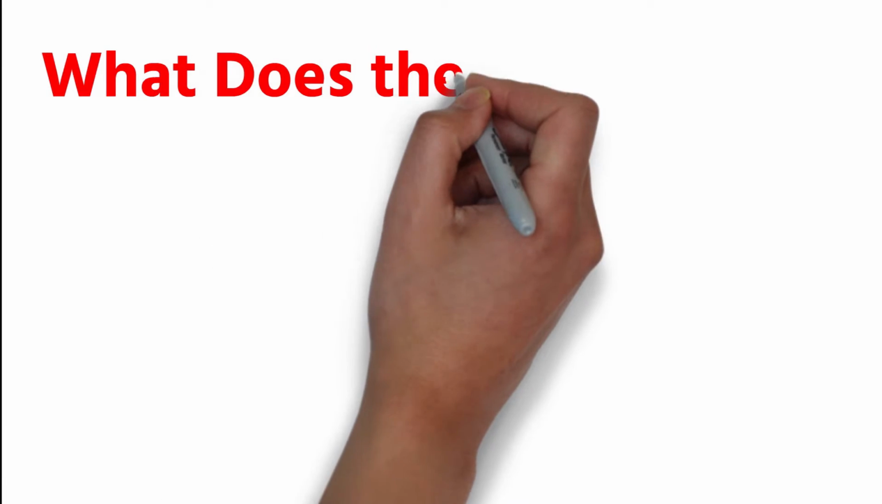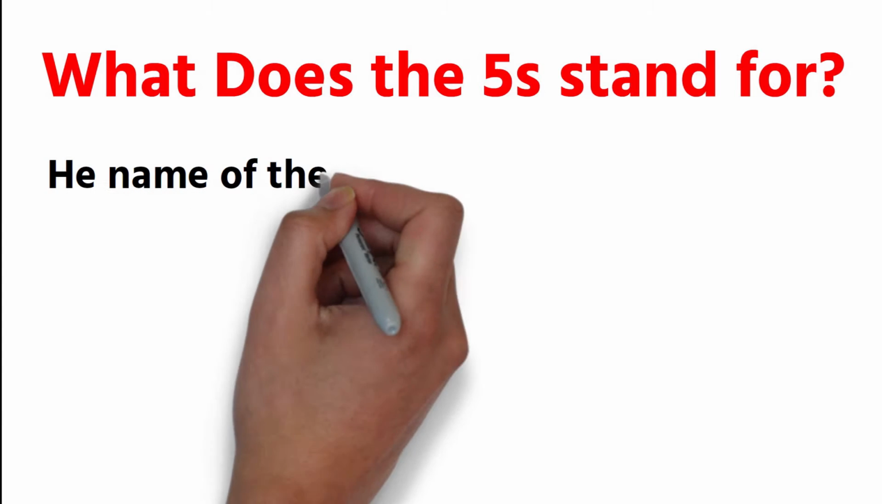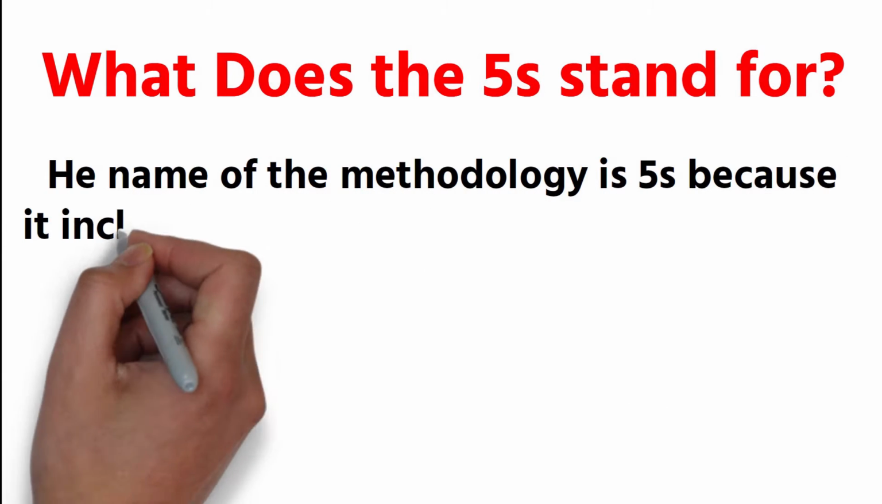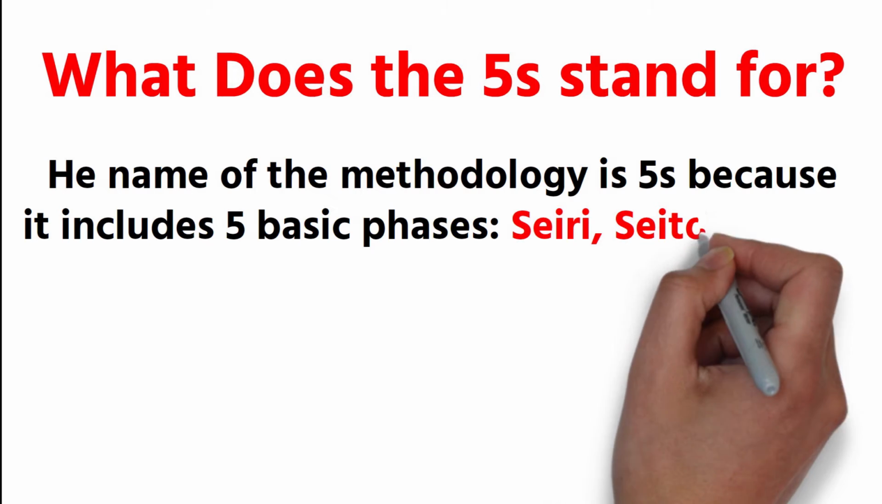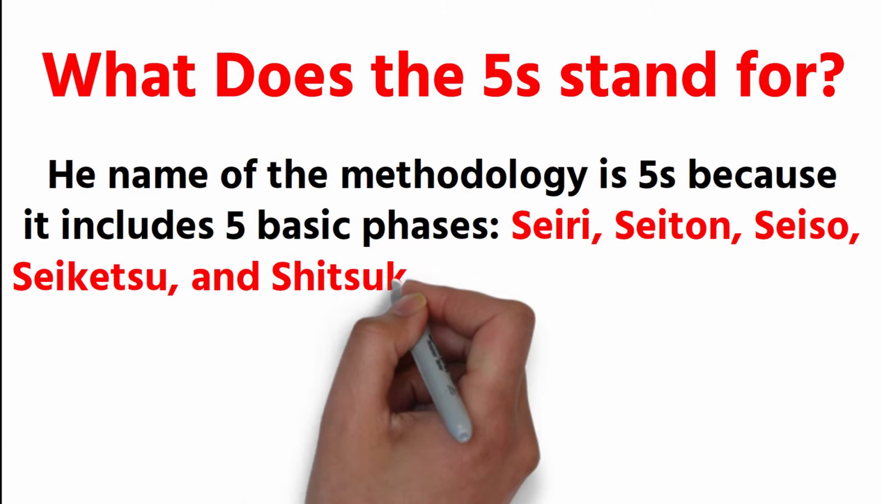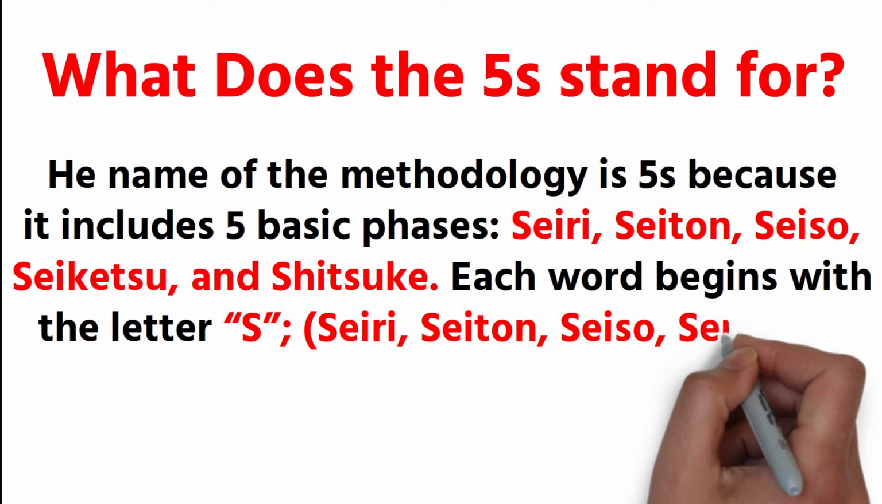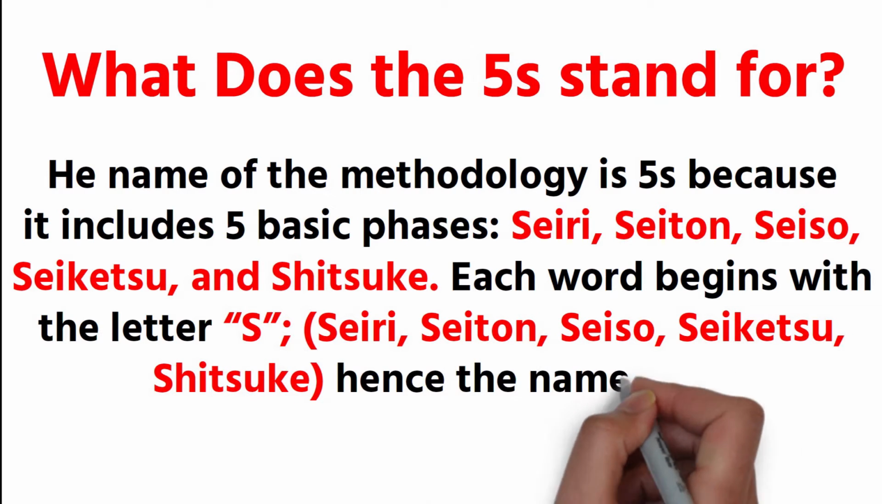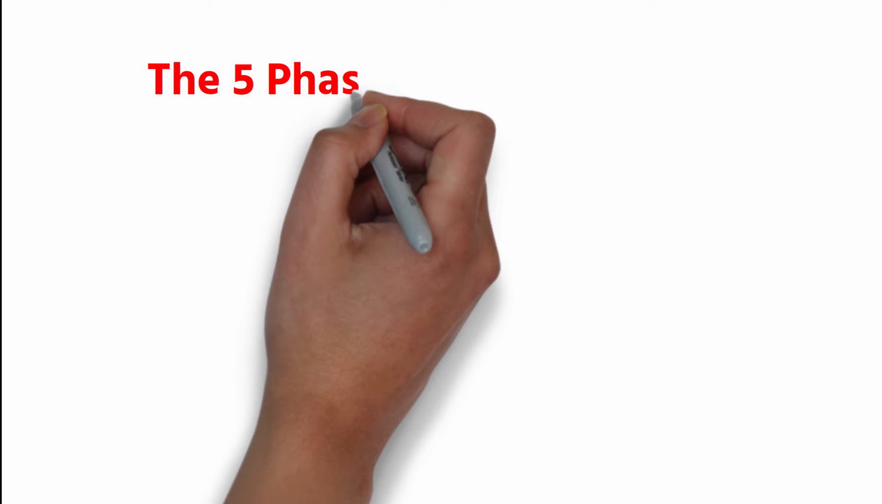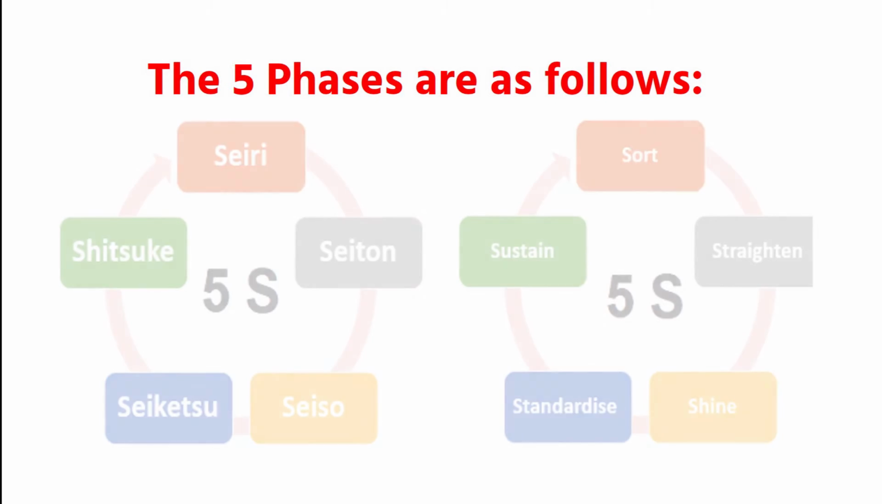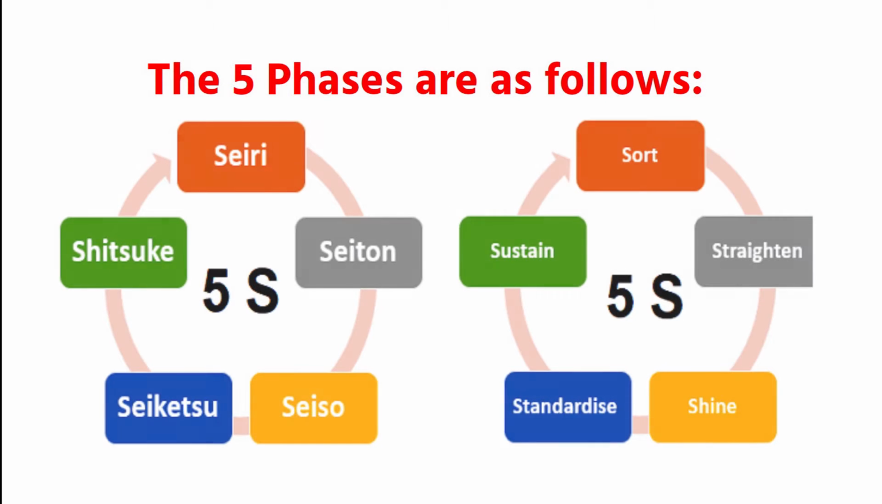What does the 5S stand for? The name of the methodology is 5S because it includes 5 basic phases: Seiri, Seiton, Seiso, Seiketsu, and Shitsuke. Each word begins with the letter S, hence the name is 5S. The 5 phases are as follows: Seiri, sort; Seiton, straighten; Seiso, shine; Seiketsu, standardize; Shitsuke, sustain.